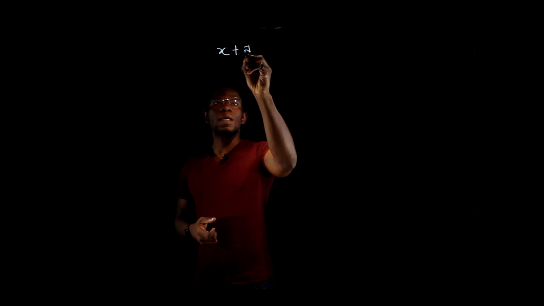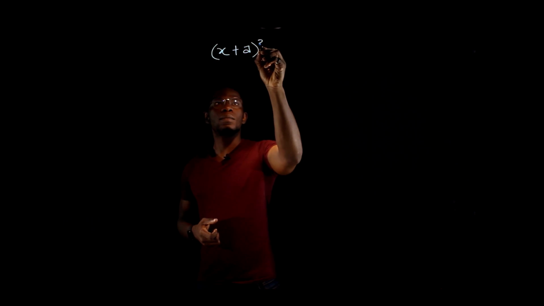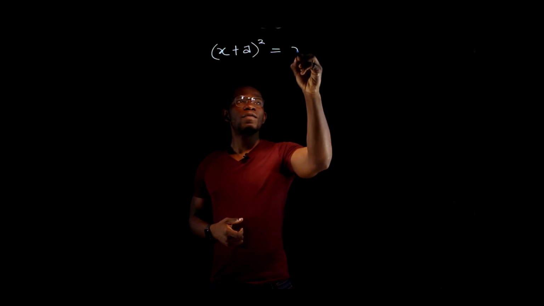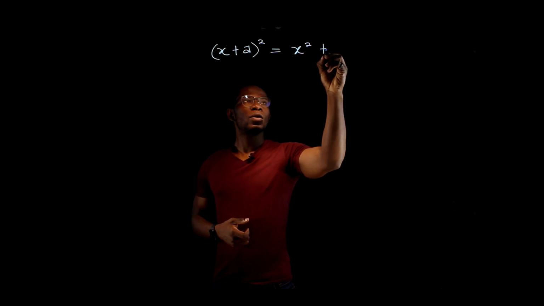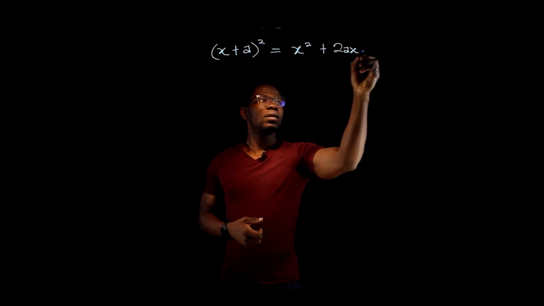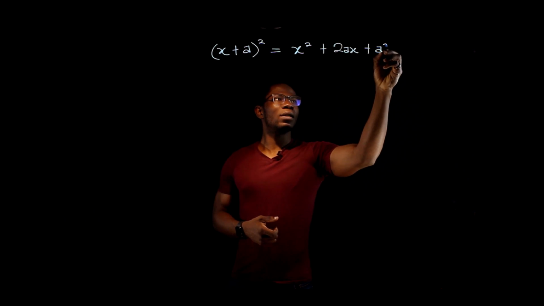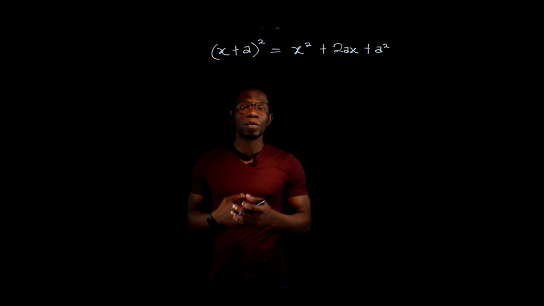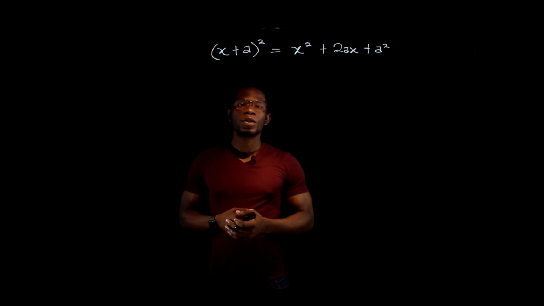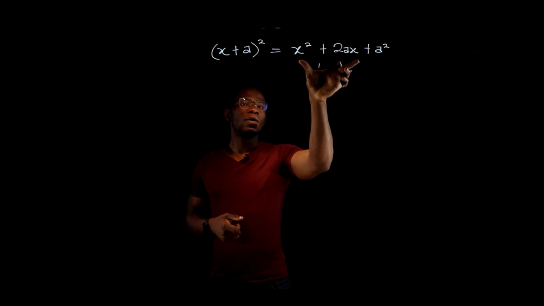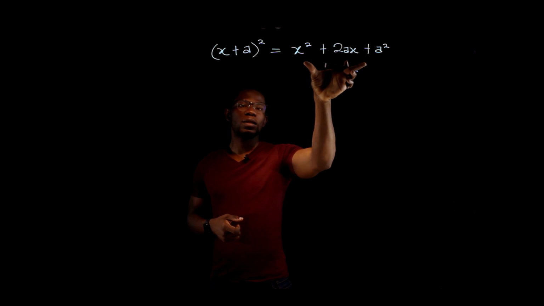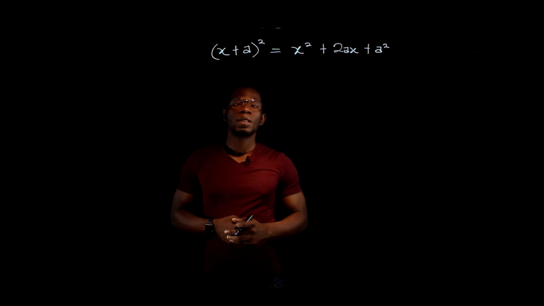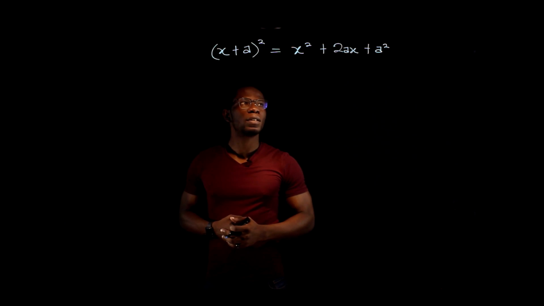(x + a) squared. Now, that's a perfect square. If we expand this, we'll have x squared plus 2ax plus a squared. Now, when we try to solve quadratic equations using the completing the square method, what we're trying to do is to get our quadratic equation from a form such as this into a neat, tidy, perfect square form such as this. And then we can take the square roots of both sides.